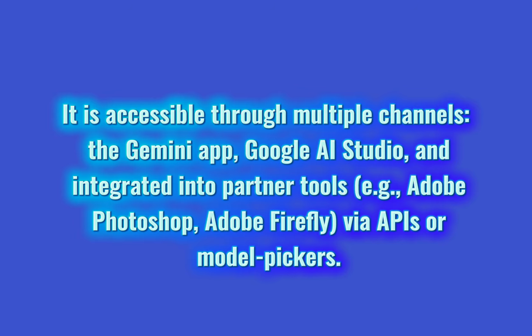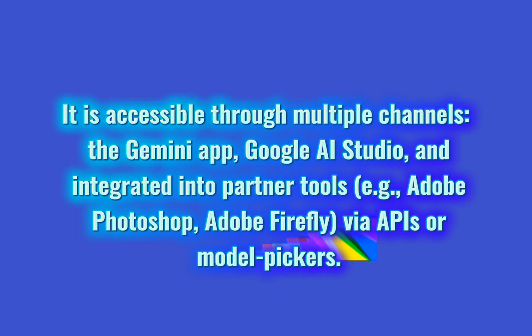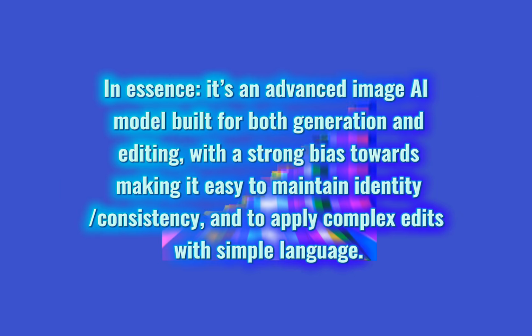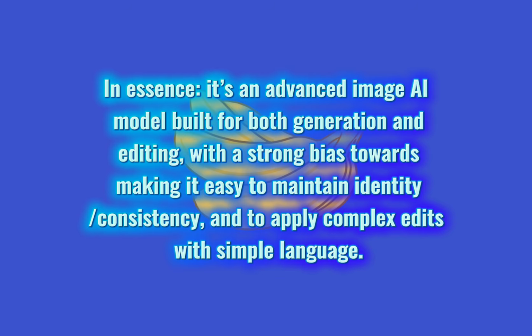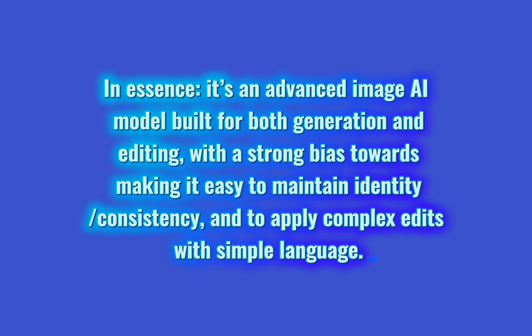It is accessible through multiple channels: the Gemini app, Google AI Studio, and integrated into partner tools, for example, Adobe Photoshop and Adobe Firefly via APIs or model pickers. In essence, it's an advanced image AI model built for both generation and editing, with a strong bias towards making it easy to maintain identity or consistency, and to apply complex edits with simple language.